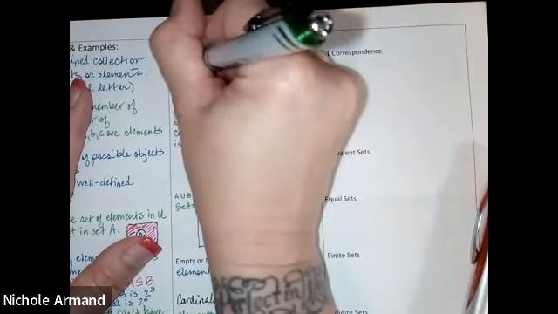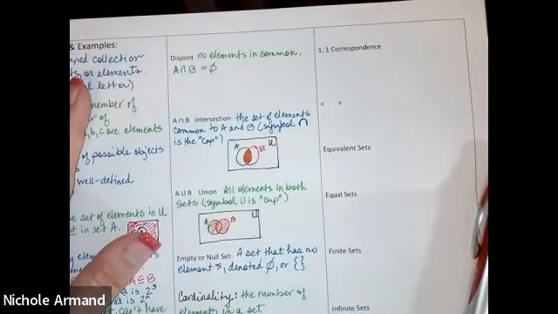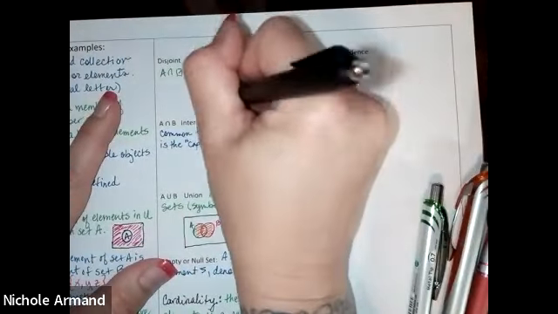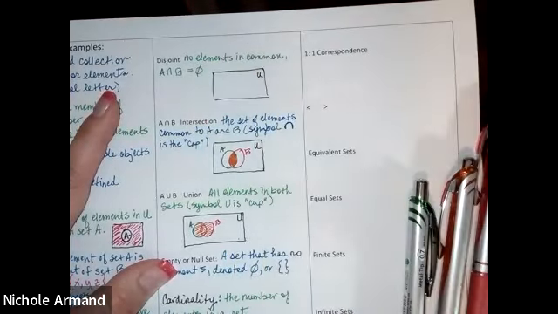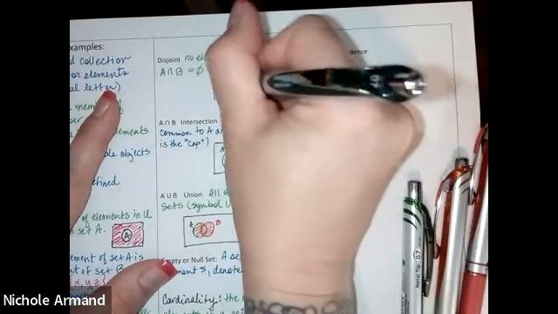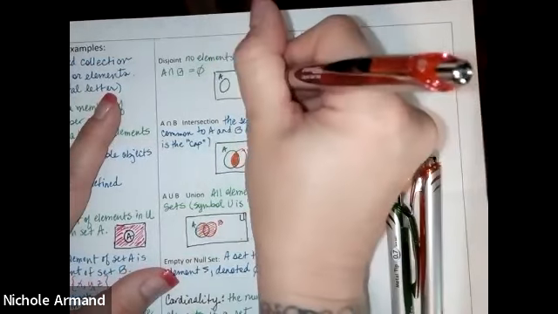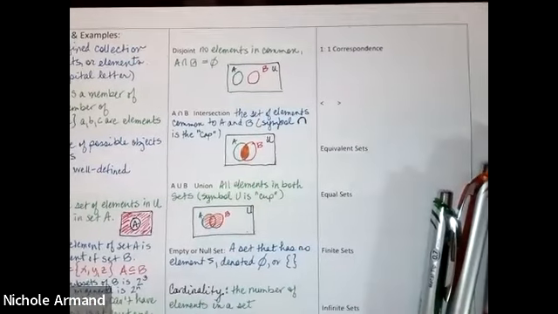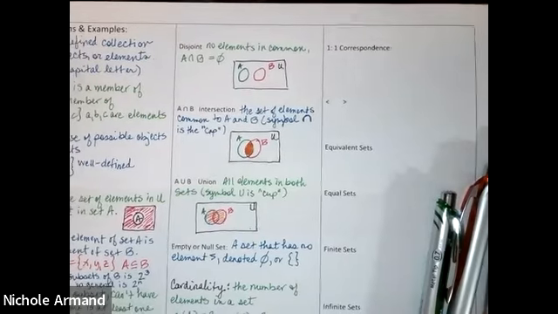So A intersect B is the empty set. So draw a little example. It's our universe. And then A will be over here, and B will be over here. And there is no overlap. There is nothing in common. So the intersection of A and B for disjoint sets is the empty set.